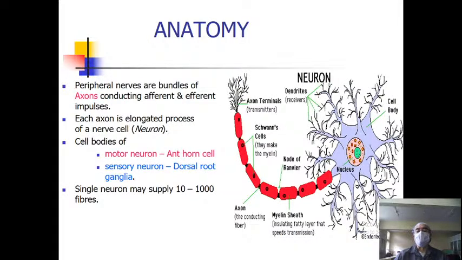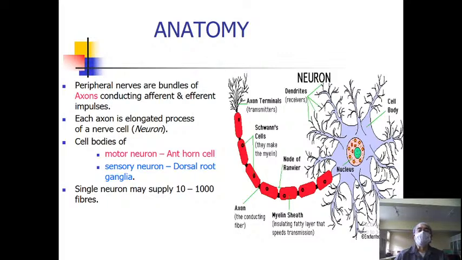Coming to the anatomy, most of you know anatomy of the nerve cell, neurons, axons. All these terms are very familiar to you all. But here we will touch upon a few terms and we should know what they mean. These peripheral nerves, they are a bundle of axons. It's a sheet containing so many axons as fibers.